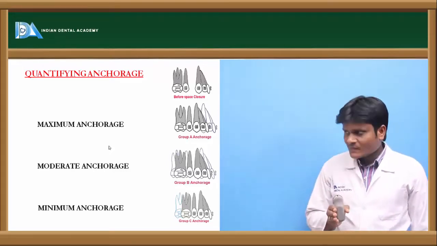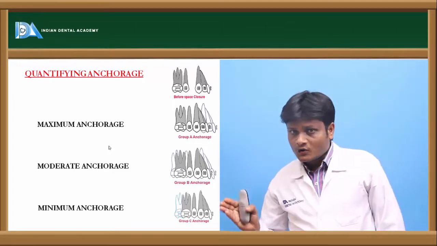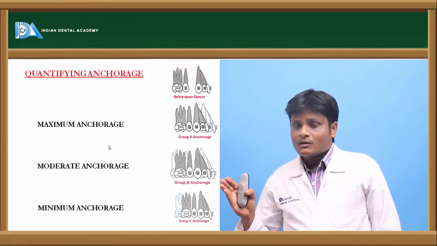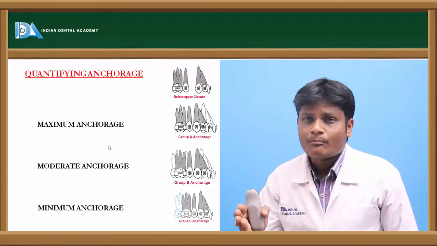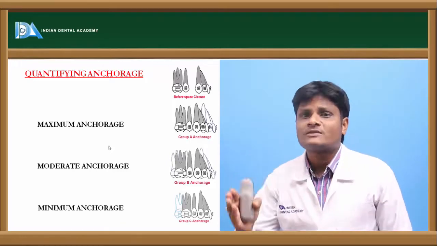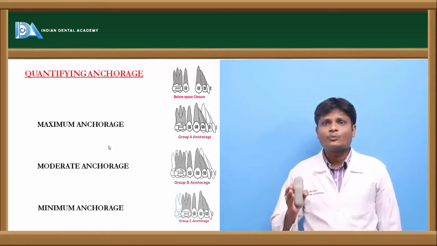That means the extraction space is completely closed, or 75% of extraction space is closed by retraction of anteriors and allowing only 25% of mesial movement of the anchorage unit. This is called as Group A anchorage.